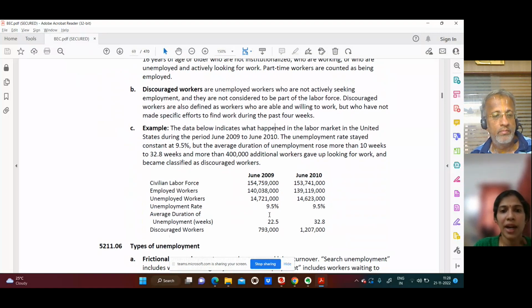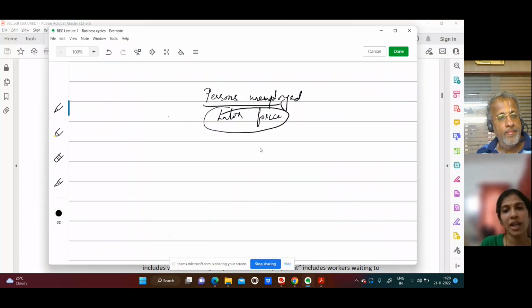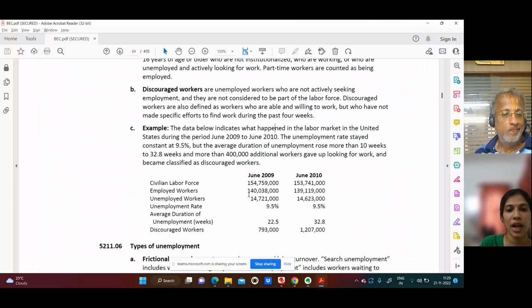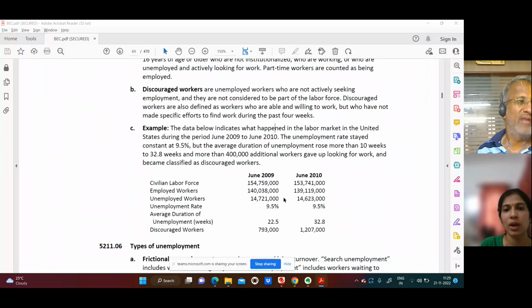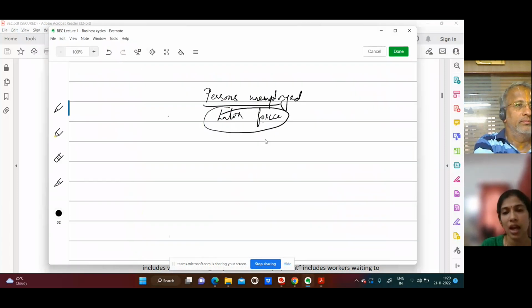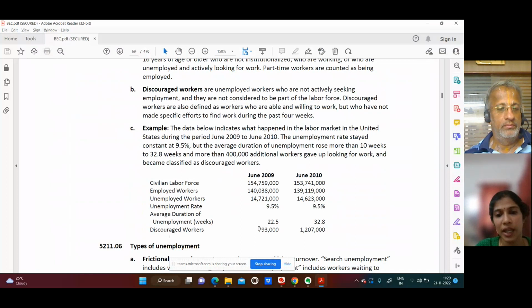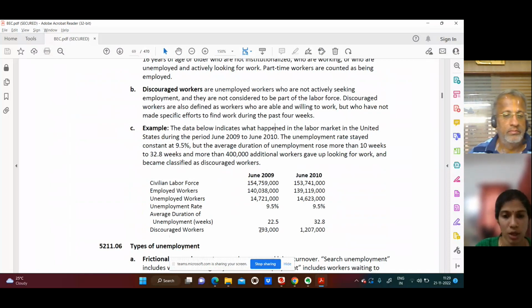So we were looking at how we can arrive at the rate of unemployment. The formula for arriving at this 9.5 percent would be unemployed workers, 14,721 persons, divided by the labor force. That is employed plus unemployed, the civilian labor force total of 154,759. It's going to give you this number of 9.5. You are not going to take 793 as part of your labor force. That is the bottom line.